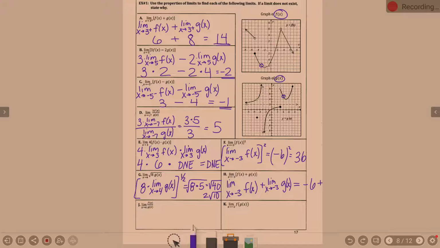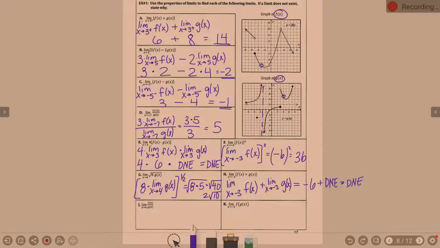Oh, do we have a problem again? As x approaches negative 3. Oh, negative 3 is this asymptote here, isn't it? So we got one side going down to negative infinity, the other side going up to positive infinity. So that piece does not exist. So what about this entire limit? It does not exist. And again, that limit on g did not exist because the limit from the left was not equal to the limit on the right.